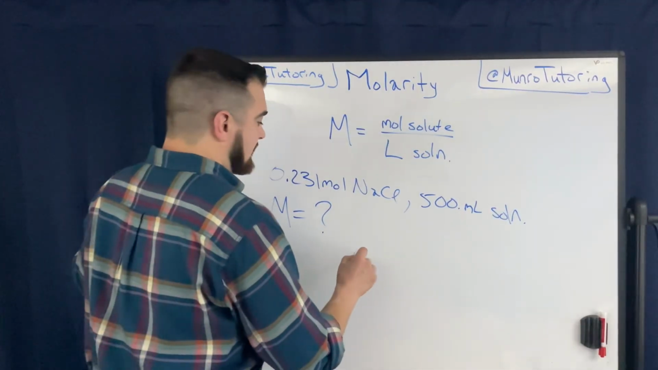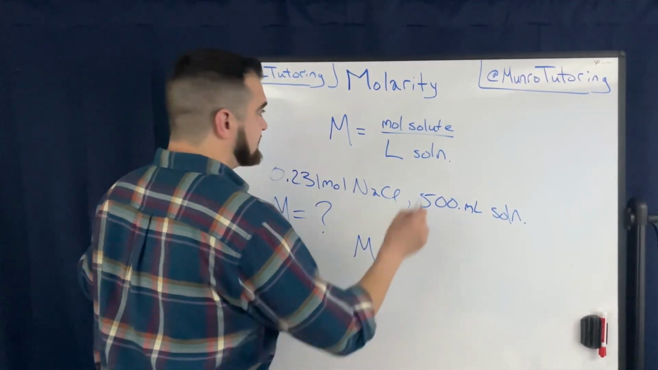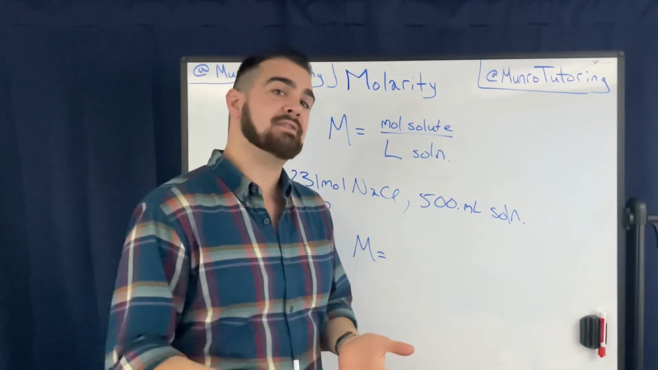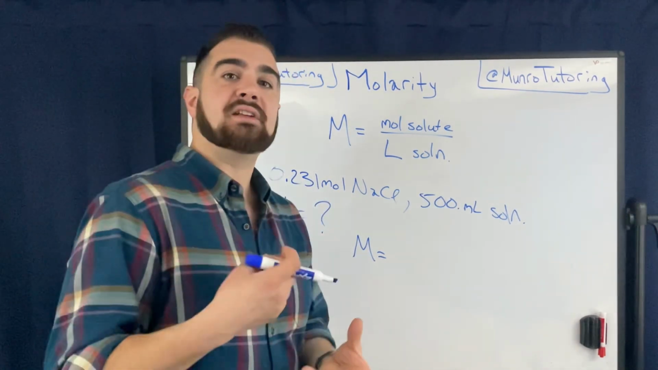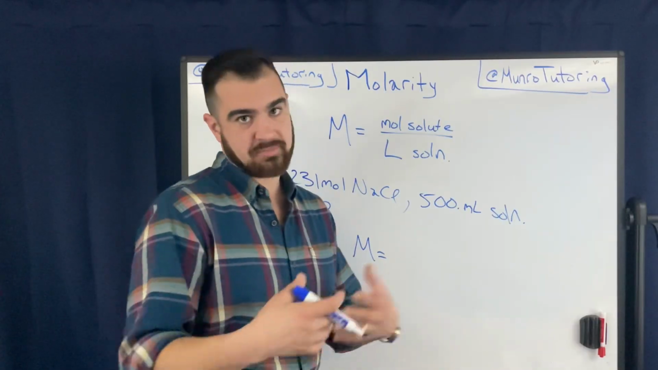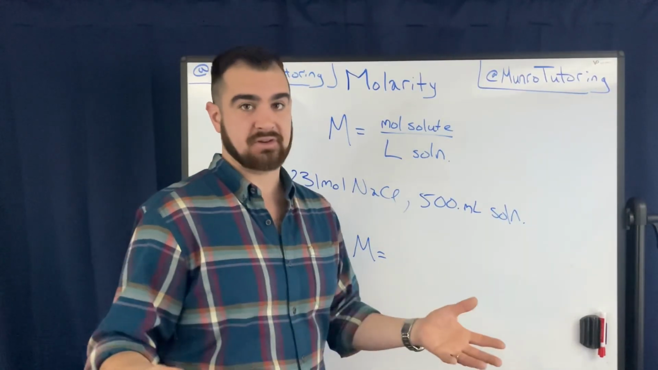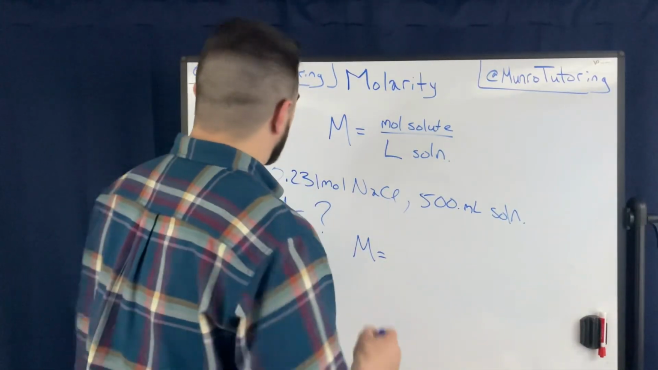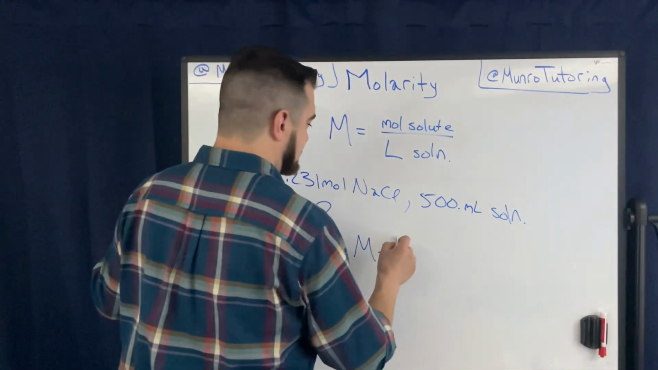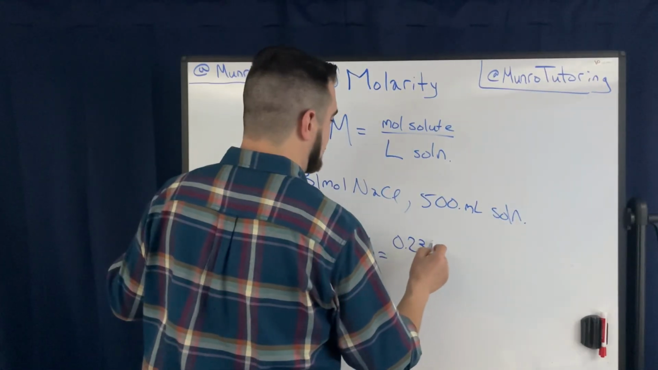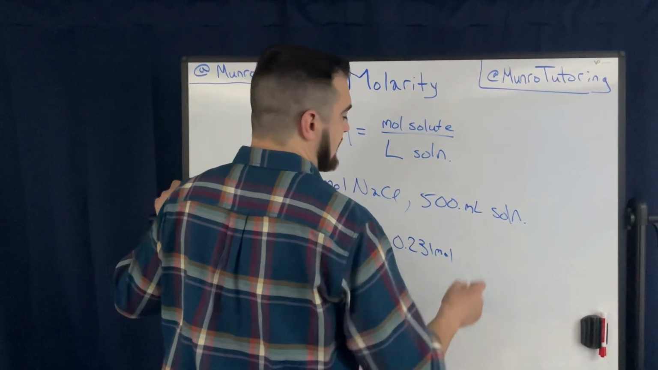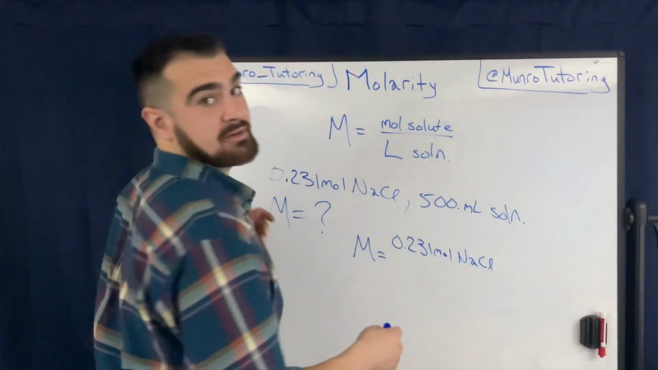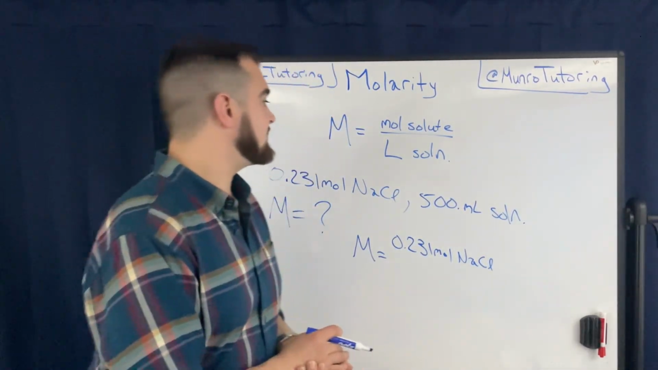Molarity is going to be equal to the moles of the solute. Sodium chloride is the solute. That's the thing that gets dissolved. The solute gets dissolved into the solvent, which would be water in this case, to make the solution. Those are some terms that you're going to need to know. So molarity is equal to the moles, so that's 0.231 moles. We can write sodium chloride here if we want to, but there's only one compound in question, so it's not that necessary in this case.